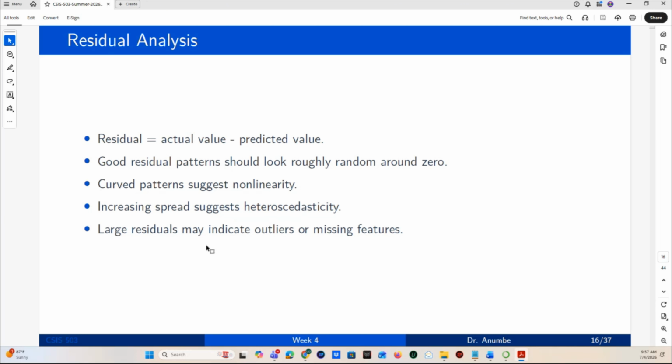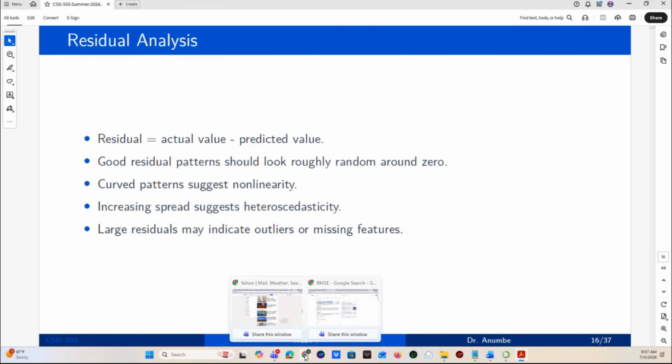Residual analysis. A residual is the actual value minus the predicted value. Good residual patterns should look roughly random around 0. Curved patterns suggest non-linearity. This is what happens when you get the residual values and try to plot them. It should be random around 0, but if you get a curved pattern, then you run into non-linearity.